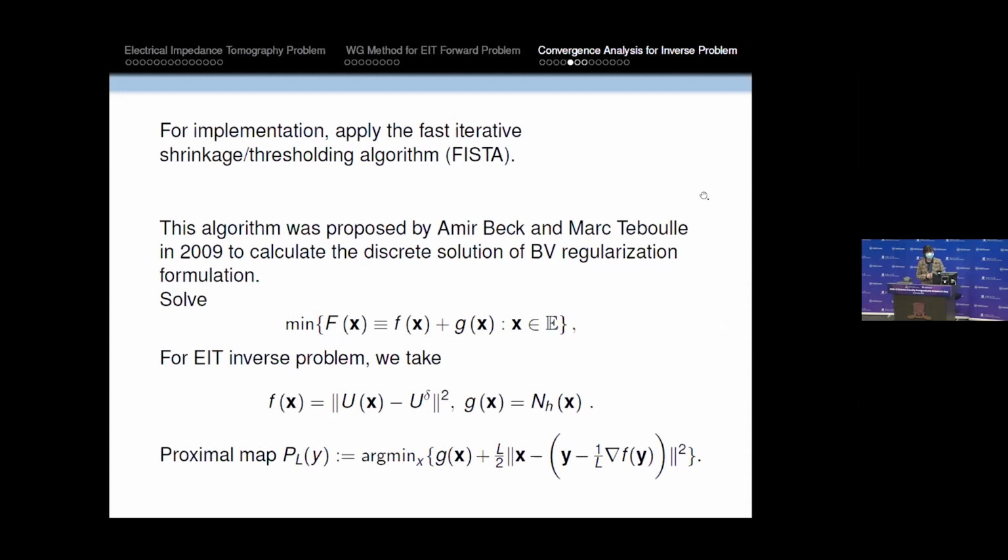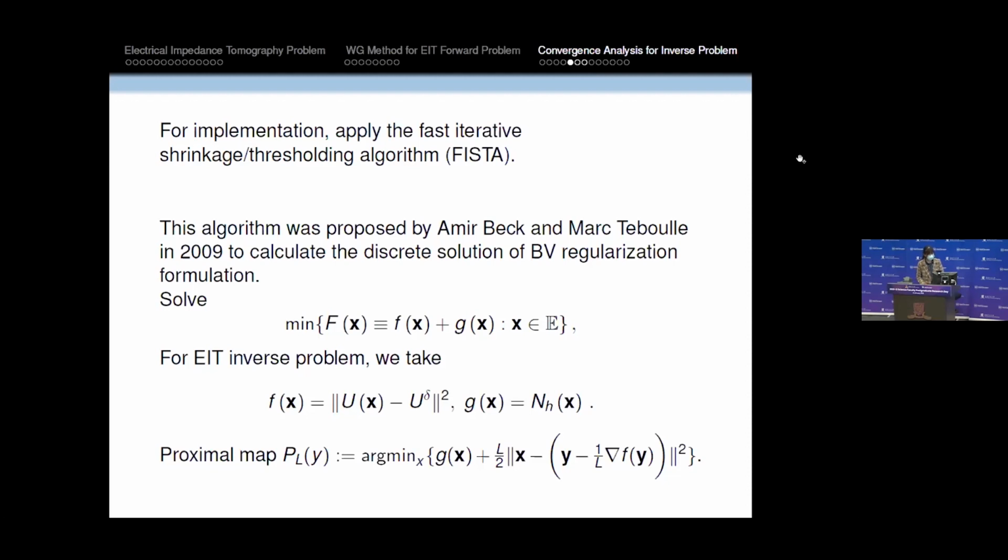When we actually implement this method, what we are really going to solve is the minimization problem J_h. And this would involve the fast iterative shrinkage thresholding algorithm. That is because the BV term I just mentioned is not differentiable. It is convex, but not differentiable. That means Newton's method or any other gradient descent method are not working here. And we need to use such a thresholding algorithm.